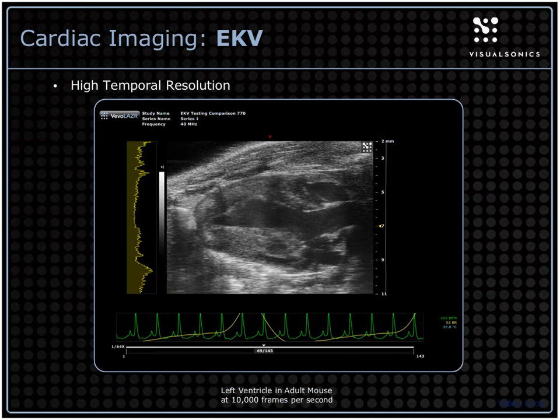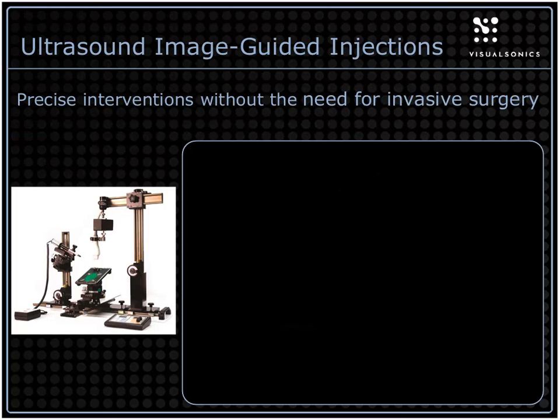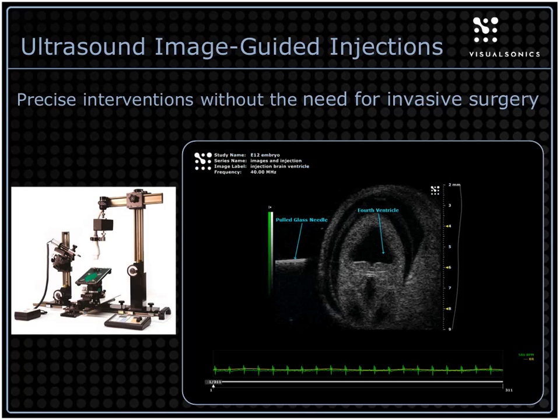The additional advantages of having real-time imaging are things like precise interventions, like image-guided injections. So you can see in this image here, you've got an excised or externalized embryo, and this is the head with the fourth ventricle. I think it says here the E12 embryo. On the left-hand side of that image, we have a micro-injector, as well as the ability to control a pulled glass needle and visualize that needle going into the fourth ventricle, in this case, of this animal.